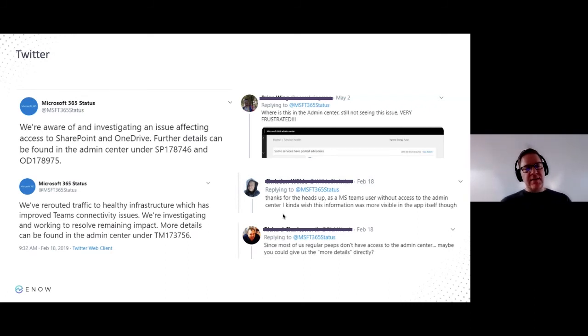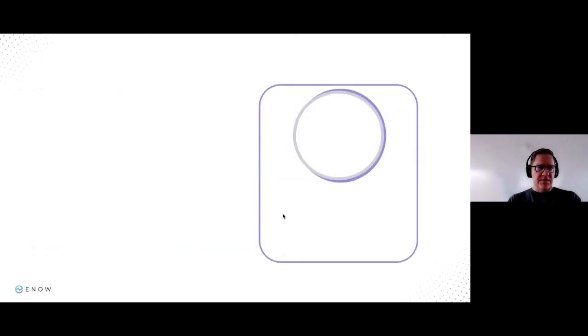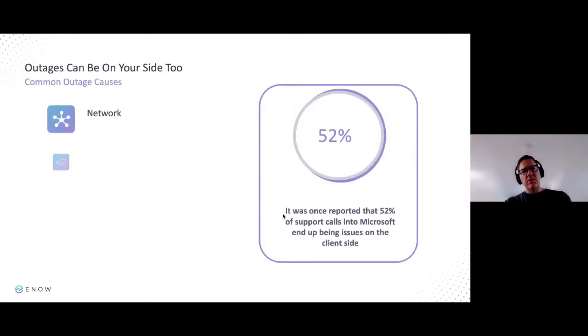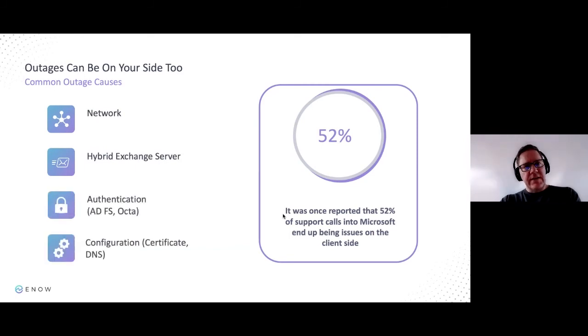So this underpins the need that you as the IT admin have to really understand what that employee experience is for the Office 365 services. One of the things that I think gets taken for granted, and hopefully if there's a takeaway, this is something that sticks in the back of your mind, is that outages can be on your side too. Microsoft once reported that 52% of all support calls ended up being on the client side.